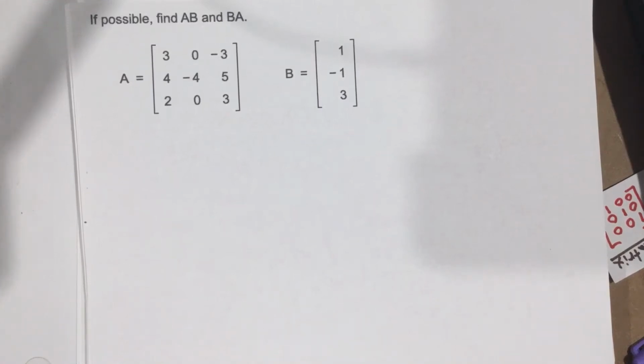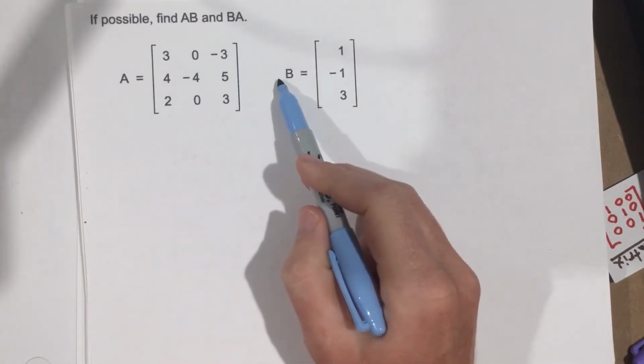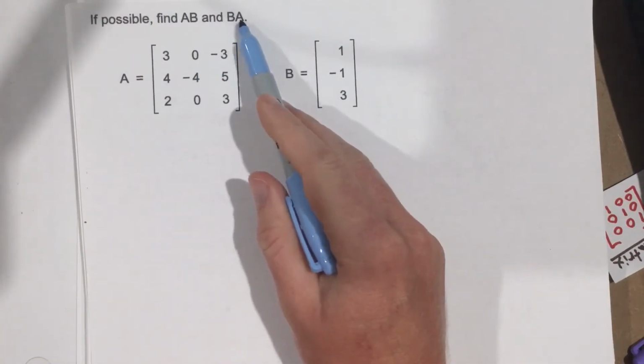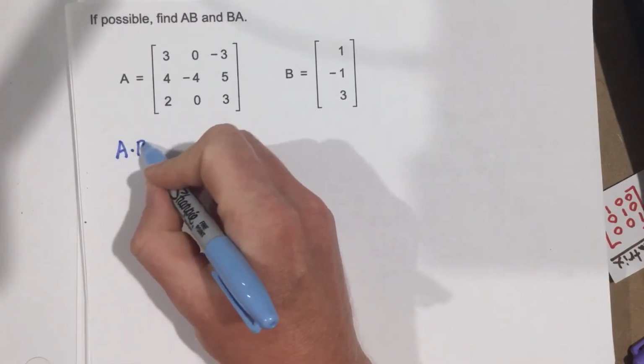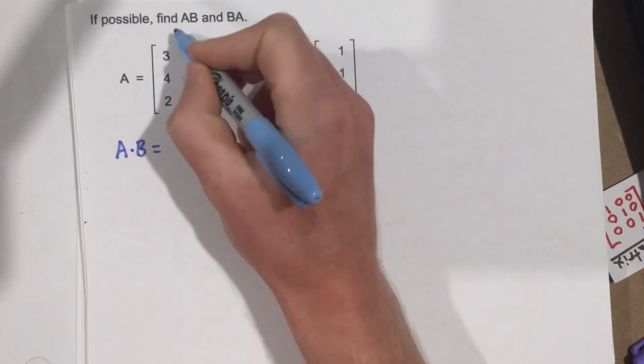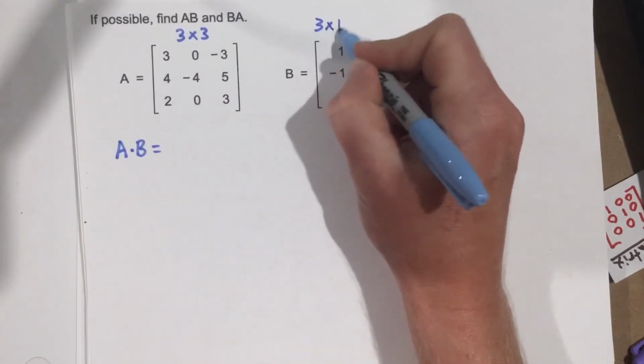This is problem number 9 from section 9.5. In this problem it says, if possible, find A times B, and then also try to find B times A. Well, if we start by trying to find A times B, we need to look at the dimensions of each. This is a 3 by 3, and this is a 3 by 1.